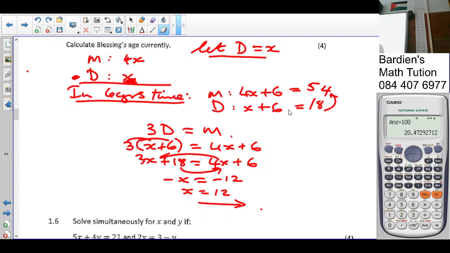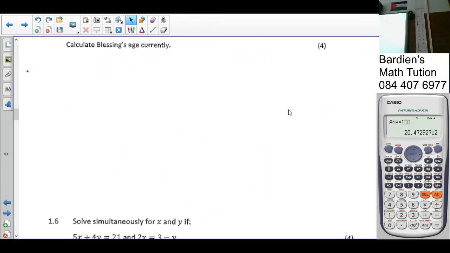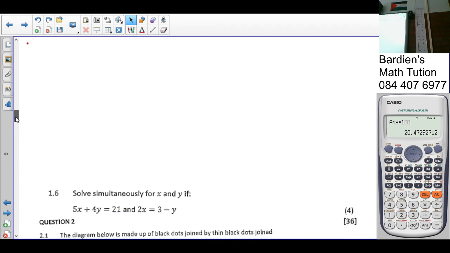So let's take this off. I need space, otherwise we'll run out of space at the end. Okay.